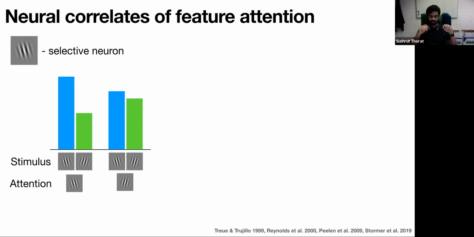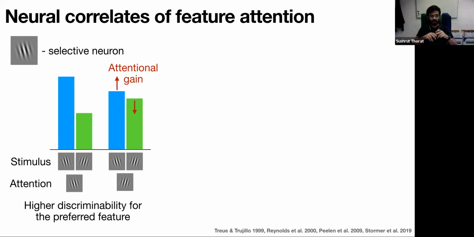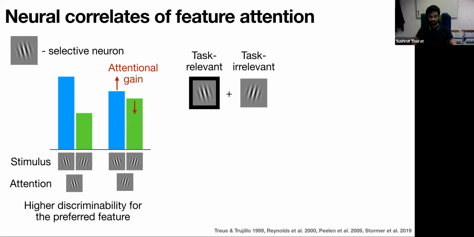This selectivity difference increases when you're attending to the preferred orientation, so which is the left tilted gabor. So that's what you see, and this is what is called attentional gain. What this also corresponds to is higher discriminability for the preferred feature, and this also gets reflected as increased sensitivity in behavioral experiments.